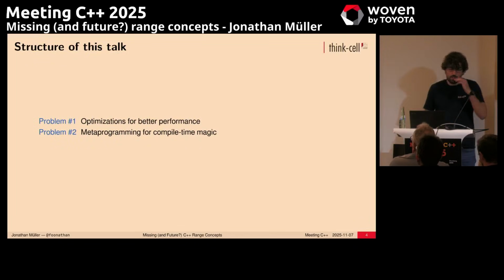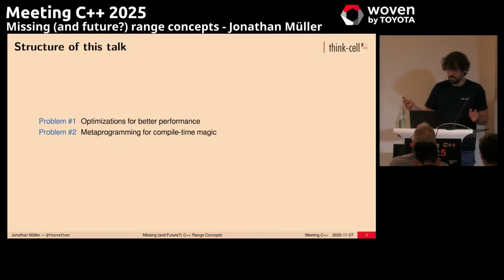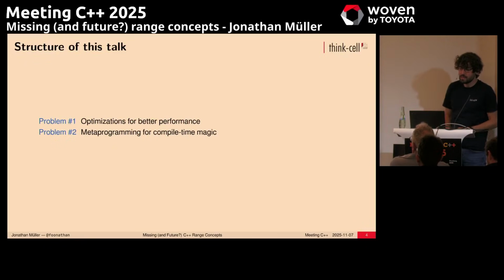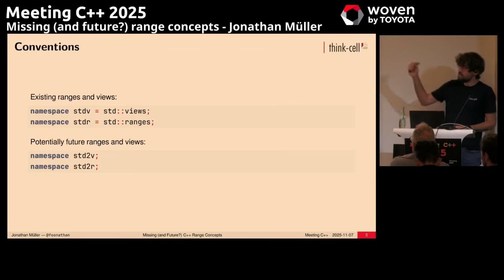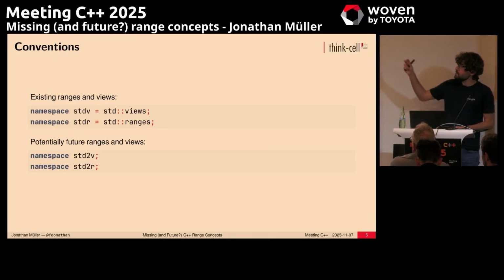So this is a shortened talk of a 90-minute version I gave at C++Now. So I've only brought two problems; you can see the full version by watching that video. Anyway, the first problem is about optimizations for better performance, and the second one is a bit of metaprogramming for compile time magic. So for conventions, I will use stdv to refer to std views and stdr to refer to std ranges, and for potentially future extensions I will just use std2.